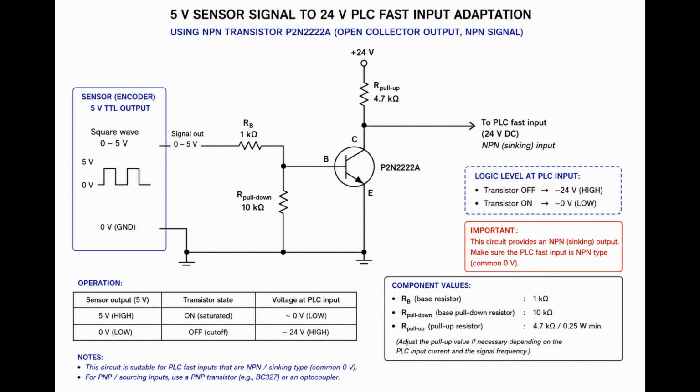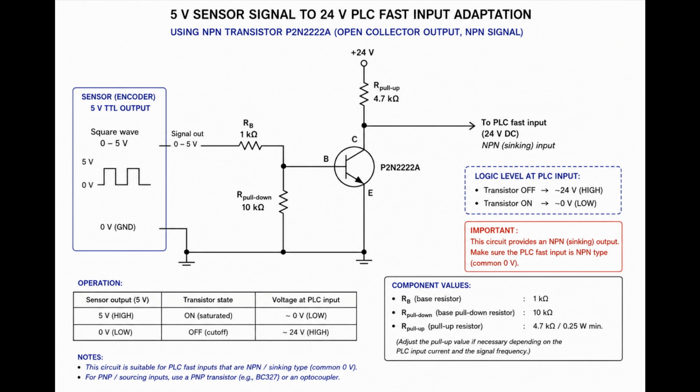When the sensor output is 5 volts, high, transistor operation: a current flows into the transistor base. The P2N2222A turns on and enters saturation mode. The collector C is internally connected to the emitter E. Because the emitter is connected to 0 volts, GND, the collector voltage is pulled down close to 0 volts.